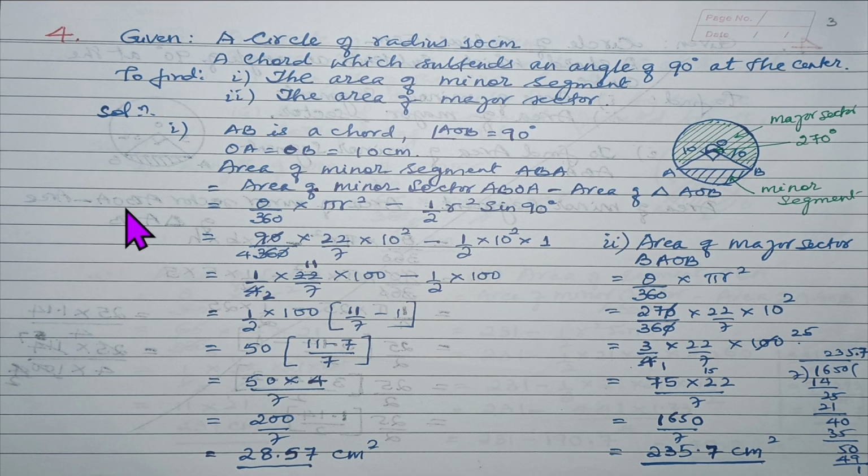Now coming to the next example, we are given a circle of radius 10 centimeters and a chord which subtends an angle of 90 degrees at the center.